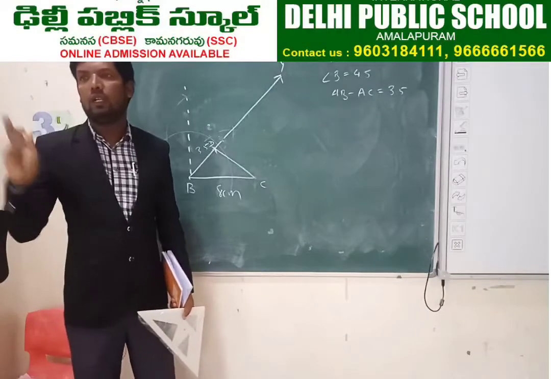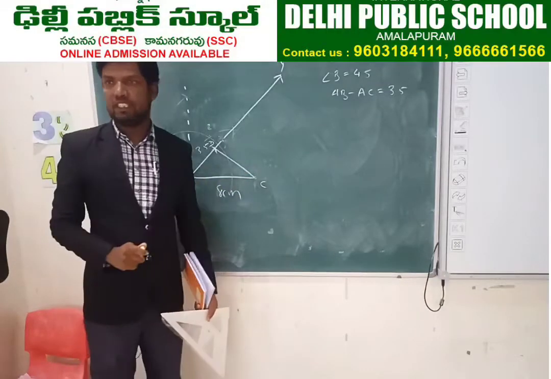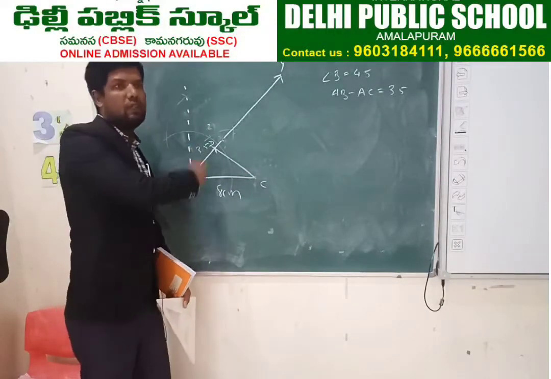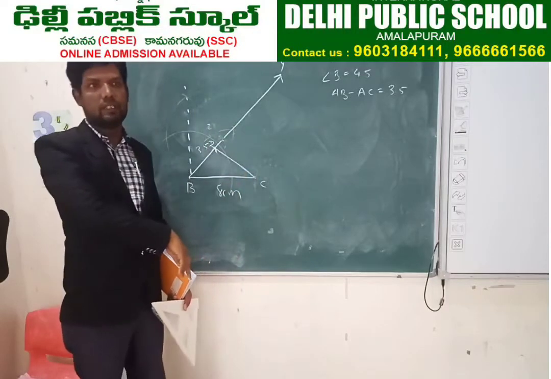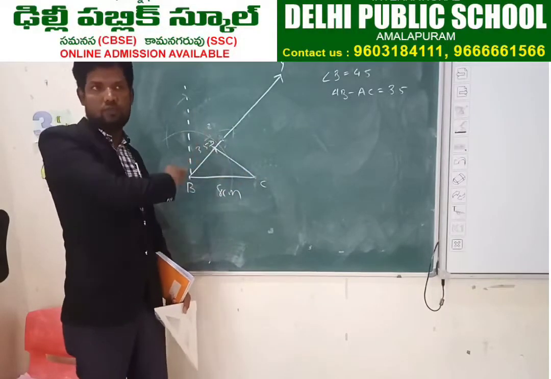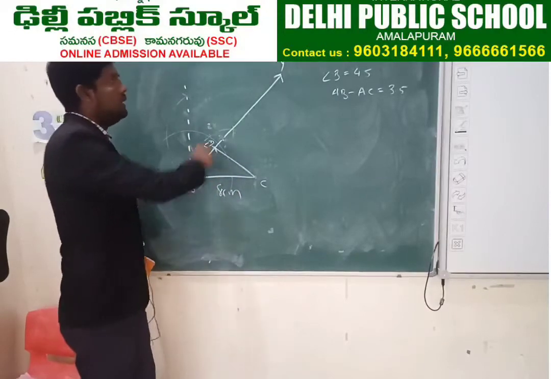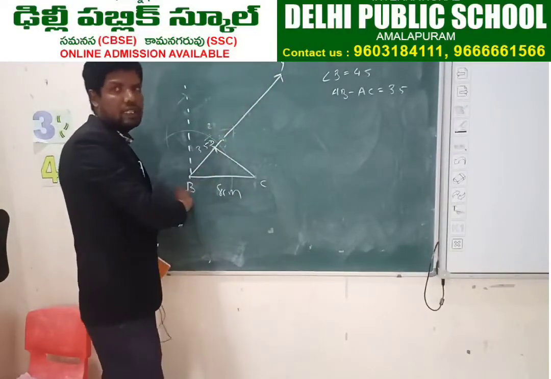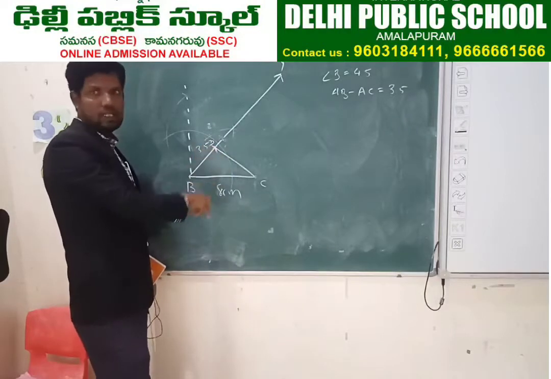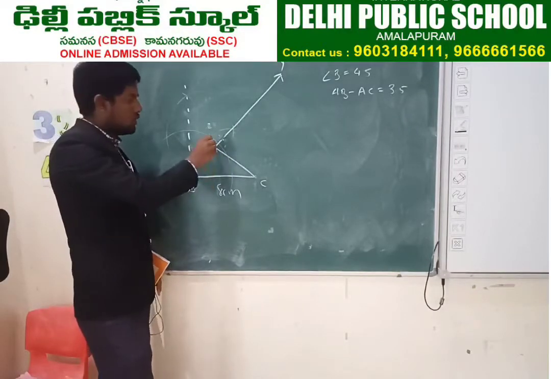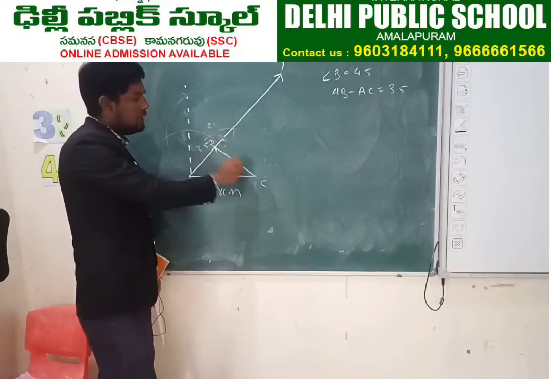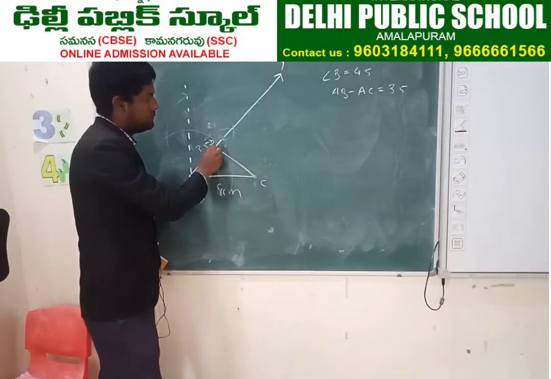First step, what we have done? We have taken BC as 8 centimeters. From point B we have constructed angle 45 degrees. For that 45, first we have done 90, then angle bisector 45. On line BY we have taken 3.5 centimeters and we have cut that line. So now this is the point D. D to C, join this.